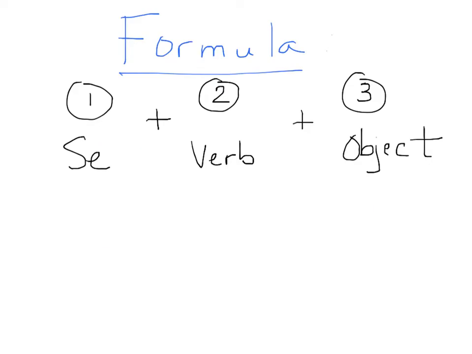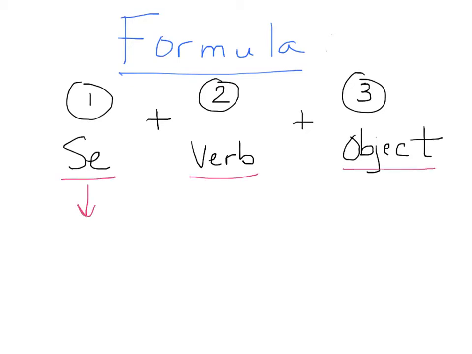Now, whether you're using the impersonal se or the passive se, both constructions are going to have a formula that you use in order to properly form the sentences. And the formula is very, very simple. It only has three parts to it. It has the word se, the verb that you want to use, and the object that you want to use. So no matter whether you're using passive se or impersonal se, the formula is the same. Se plus a verb plus an object.